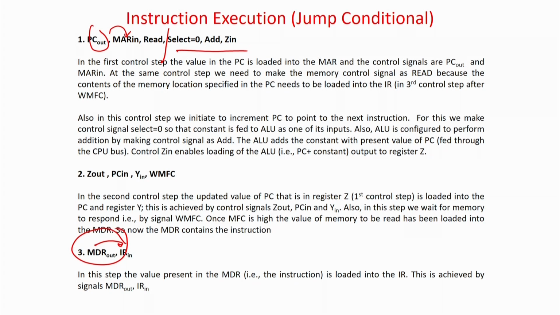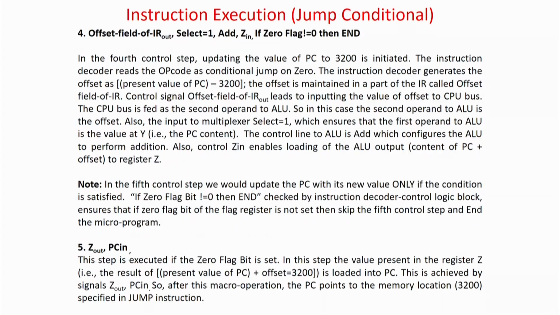Select 0, add and Z in means you are preparing to add a constant to the program counter. So it is done. Z out in this case is nothing but the program counter plus the updated constant, which will actually be loaded into the program counter, and as a special case of jump instructions, we are storing it in Y in. That job is done. Next, WFMC means your memory is now ready. In the third stage, the memory data register will dump the value, that is the instruction, to the instruction register. That job is done.